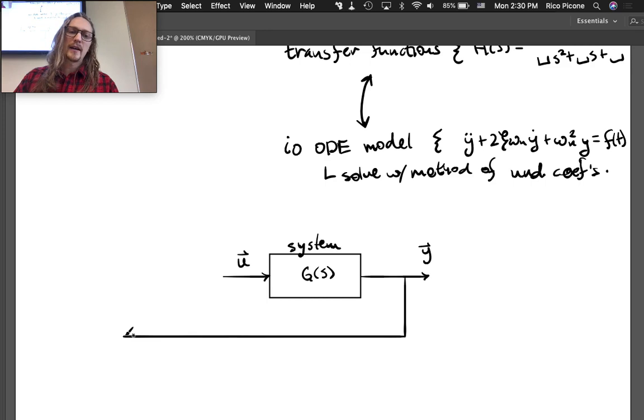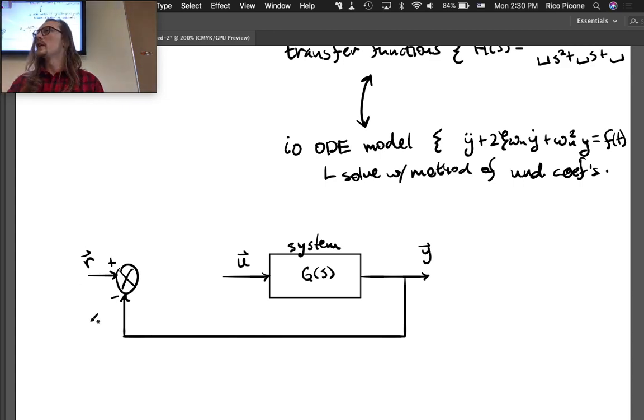When we feed it back, we're going to compare it to what we want that output to be. The way that we compare it is we subtract the actual value from the commanded value, or the value we want. So this is a summing junction with this being plus and this being minus. So y being the actual output, we subtract it from the commanded output. The command is what we want y to be.